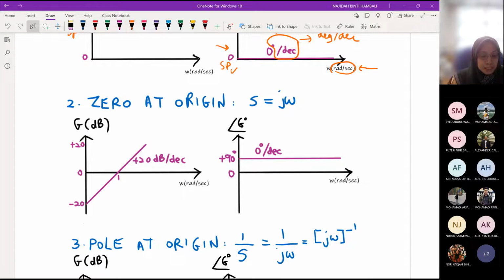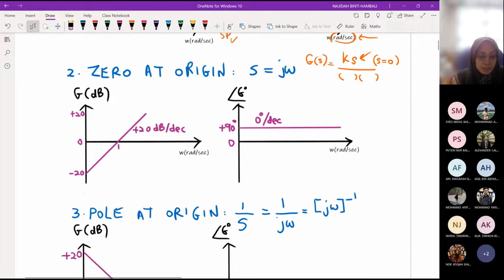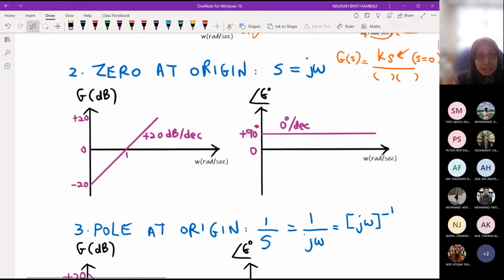Next is zero at origin. For example, if you have this transfer function, you have K, this is from theory number one for constant, and you have zero at origin. Below you have a line, you have a pole. So this one is zero at origin. The zero at origin must be at the numerator where S is equal to zero. For zero at origin, this is fixed. These 10 theories are fixed.